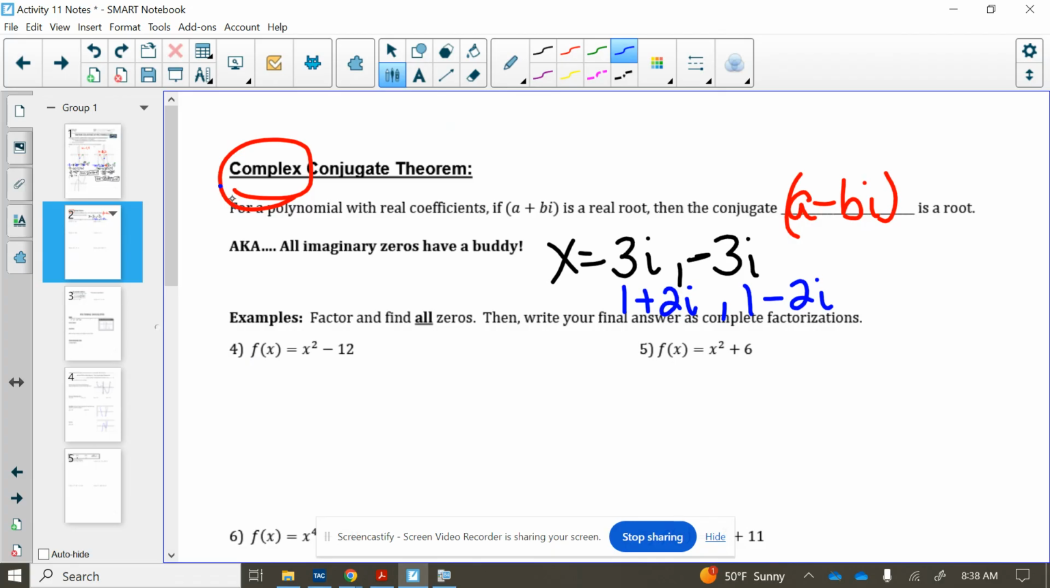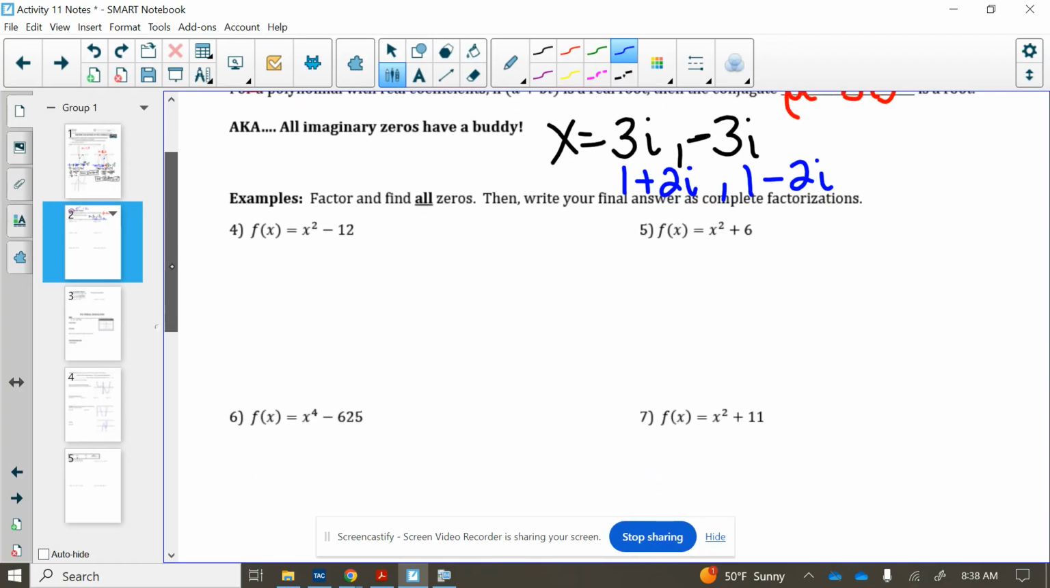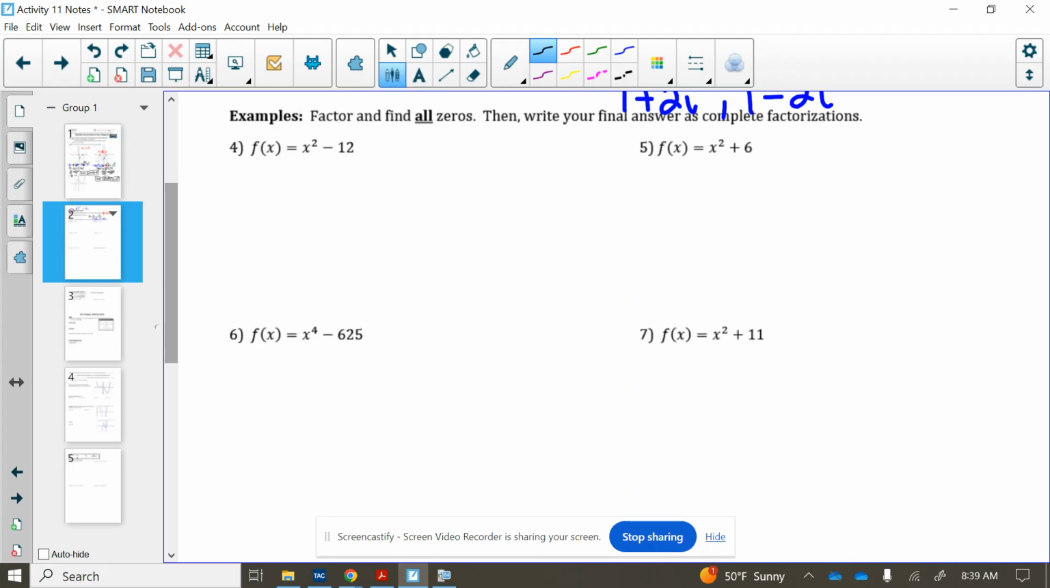So a lot of times when we're dealing with these complex numbers, we know that we are dealing with square rooting a negative number, because we know that we will involve a positive or negative i in our solution. We also can have irrational roots, real and imaginary, so we'll be dealing with a lot of those in these examples as well. So this time we want to factor and find all of our zeros, whether they be real or complex, and we want to make sure that we write our final answer as complete factorizations.